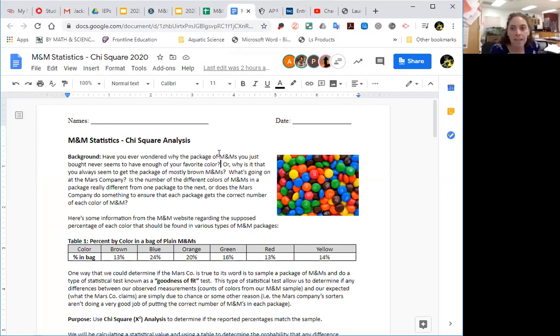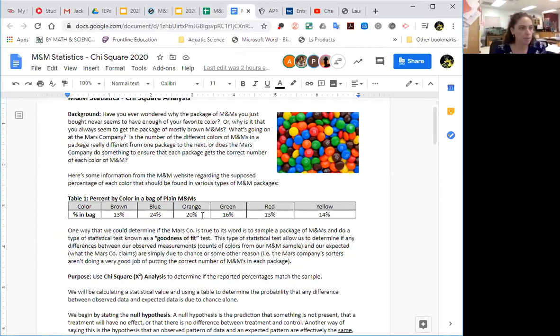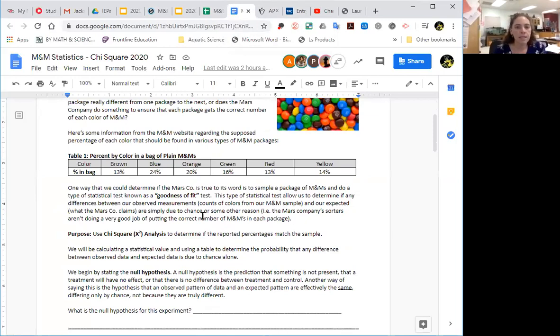And now we're going to have to analyze all that data that we collected using chi-squared analysis. Chi-square analysis will help us to determine if the claim made by Mars Company of these percentages is correct. So Mars states that in a bag of M&Ms, there should be 13% brown, 24% blue, 20% orange, 16% green, 13% red, and 14% yellow. And so we're going to see if that is in fact true.